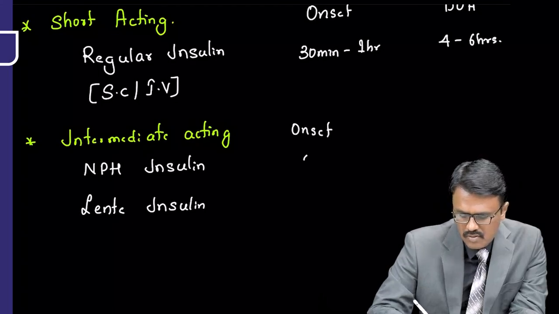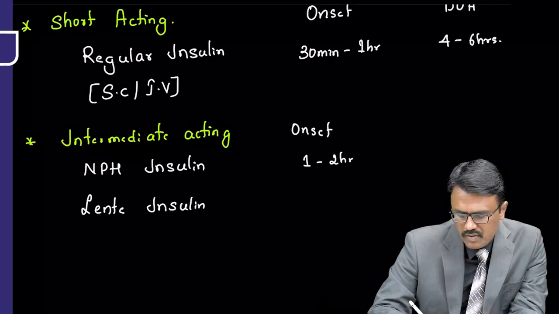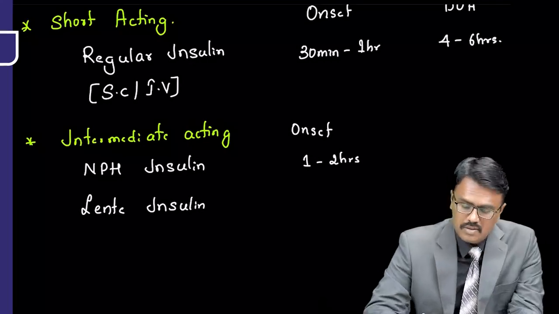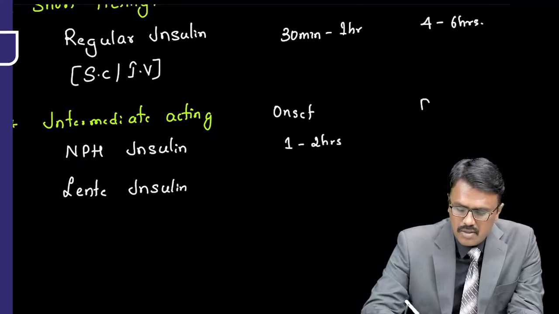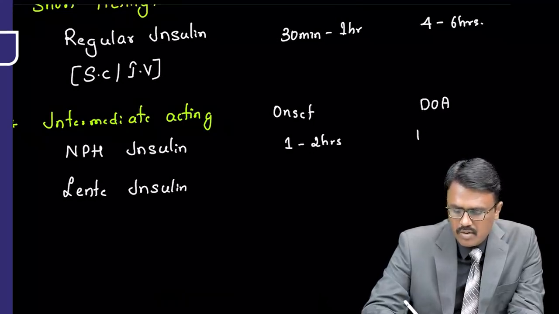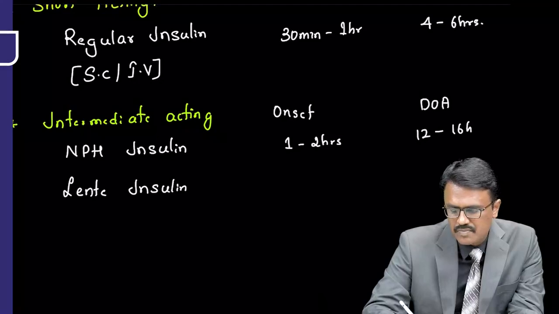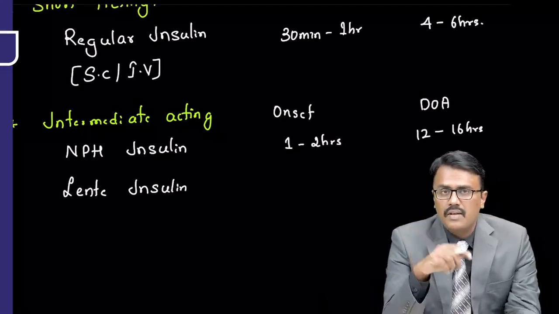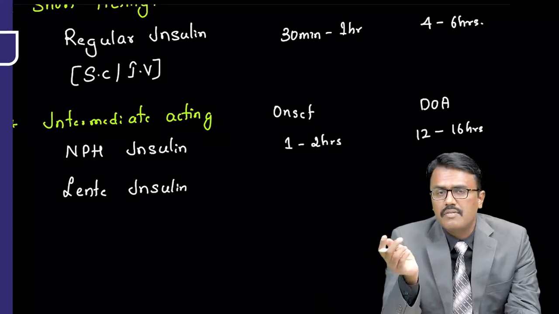So what is their onset? The onset is around 1 to 2 hours, so they will not work immediately. They will onset after 1 to 2 hours. But the duration of action is around 12 to 16 hours. So if we are giving these insulins, how many times in a day can I give? Twice in a day.